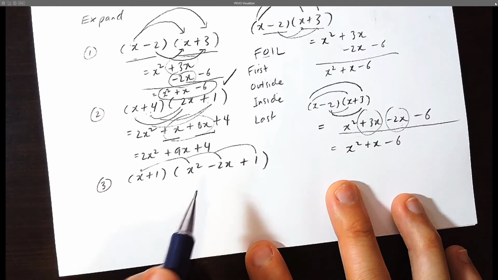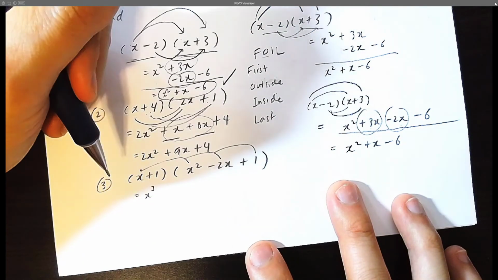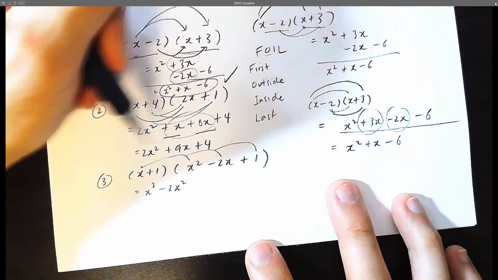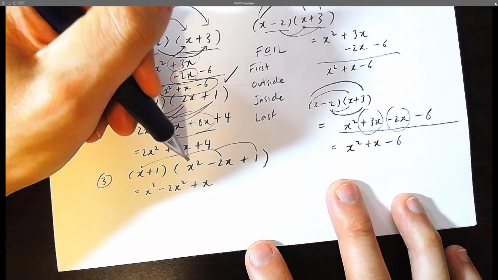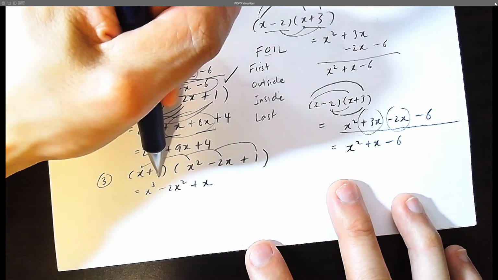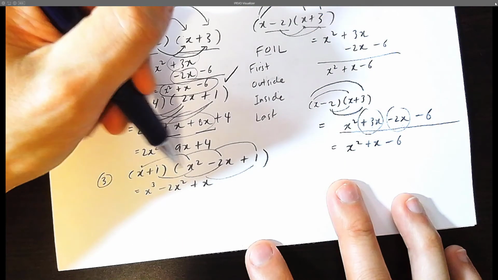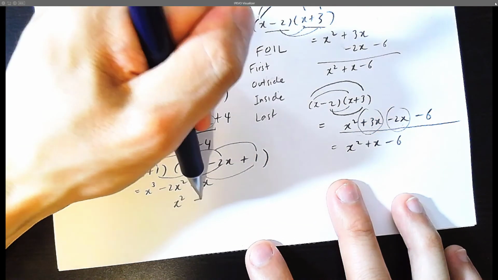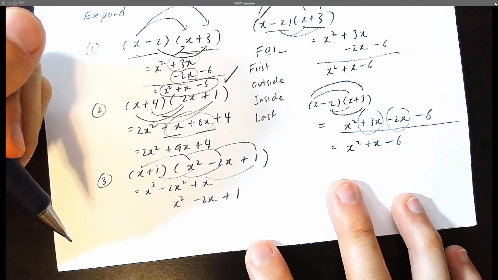X times x squared is going to be x cubed. X times negative 2x is going to be negative 2x squared. X times positive 1 is going to be positive x. So you finished feeding the animals. Now it's your brother or sister's turn here. Your brother or sister is going to feed the dog, cat, and bird. 1 times x squared is going to be x squared. 1 times negative 2x is going to be negative 2x. And 1 times 1 is going to be positive 1.